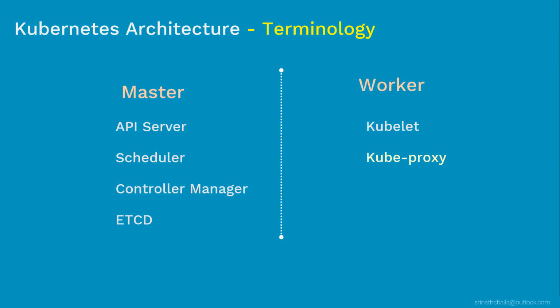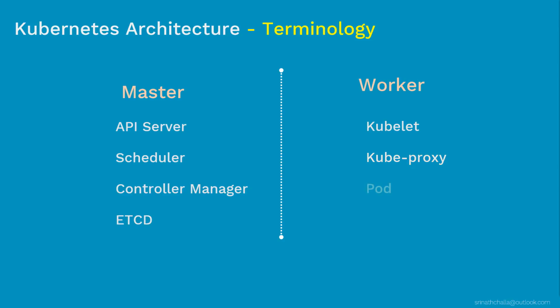Next comes the kubeproxy. Kubeproxy is responsible for maintaining the entire network configuration. It essentially maintains the distributed network across all the nodes, pods, and containers. And it also exposes services. Kubeproxy is essentially the core networking component of Kubernetes.